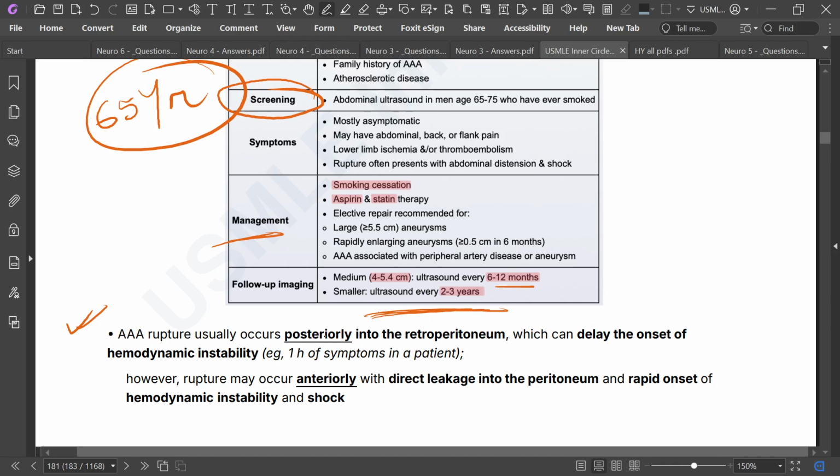Abdominal aortic aneurysm rupture usually occurs posteriorly into the retroperitoneum, which can delay the onset of hemodynamic instability. However, rupture may also occur anteriorly, with direct leakage into the peritoneum and rapid onset of hemodynamic instability and shock.